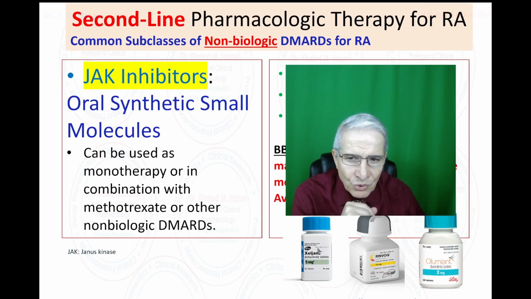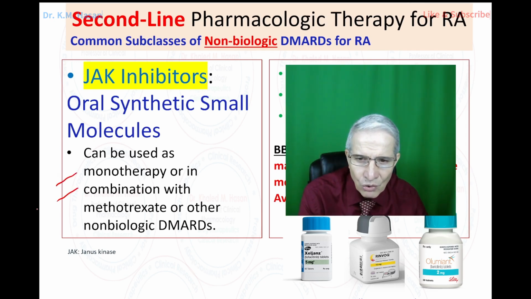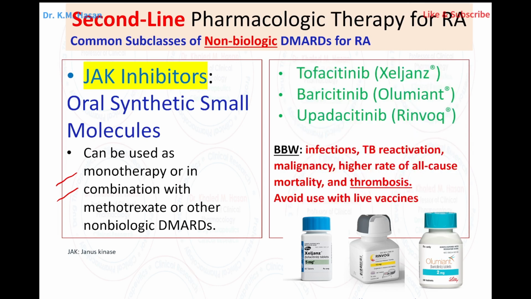We are going to discuss the names with you. These medications, or JAK inhibitors, are oral synthetic small molecules, and can be used as monotherapy or as combination treatment. So we have two options there. We use it alone or in combination with methotrexate or other biological factors.